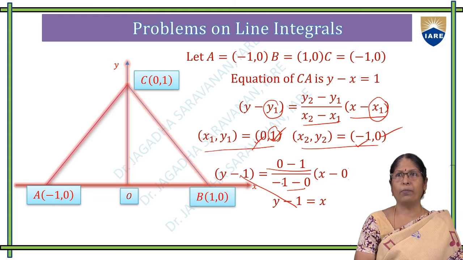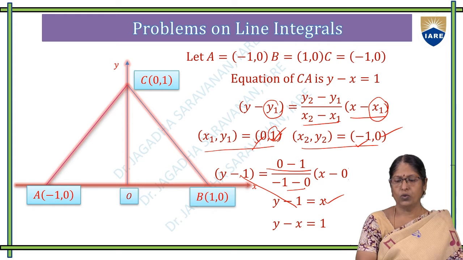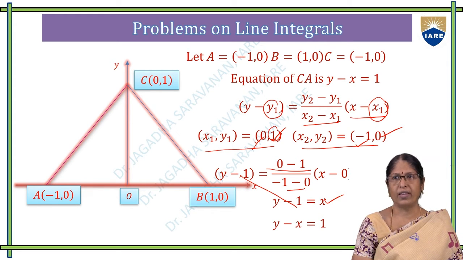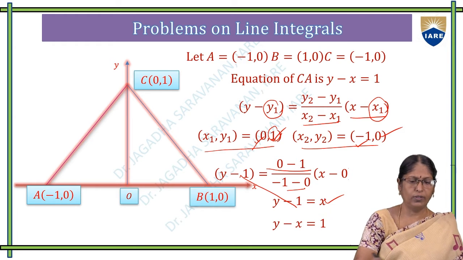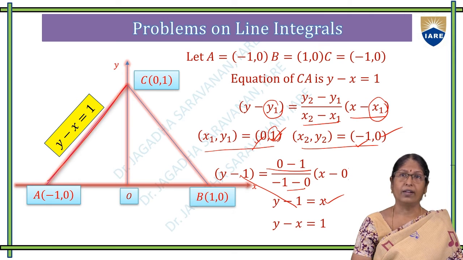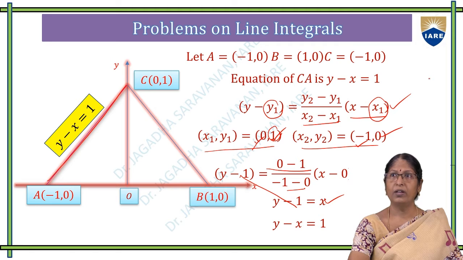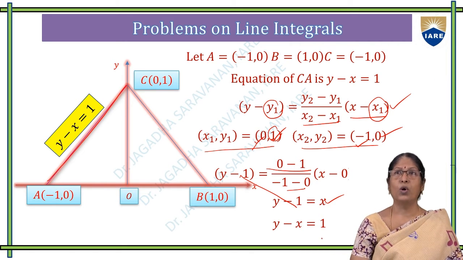So all these x1, y1, x2, y2 were substituted in the corresponding places, and we obtained y minus 1, divided by minus 1, which is 1, into x, that is x. Bringing the x to this side, y minus x equals 1. So this we obtained from C to A. The equation of the line is y minus x equals 1, using this formula for the line passing through two points.